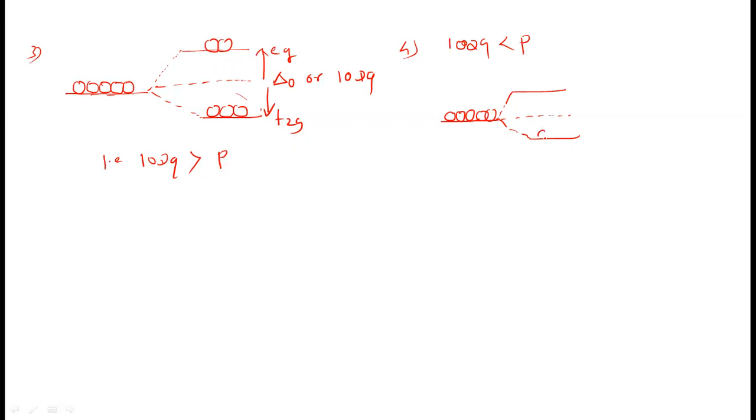Okay, you can see here. If this energy gap between the T2G orbital and EG orbital is less, that is, 10 dq is less than pairing energy, it means this energy gap will be less. Then the electron can enter into the EG orbitals. So these four rules are very, very important here: how to distribute the metal d electrons into the T2G orbital and EG orbitals.